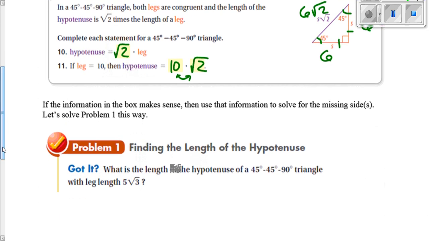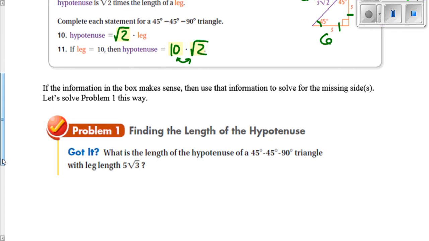If this makes sense to you and you're able to visualize a triangle and solve for missing side lengths, then go ahead and do that. I'm going to talk you through it, and then I'm going to show you another method that some of you may prefer. Let's find the length of the hypotenuse. The problem says: what is the length of the hypotenuse of a 45, 45, 90 triangle with a leg length of 5 radical 3?